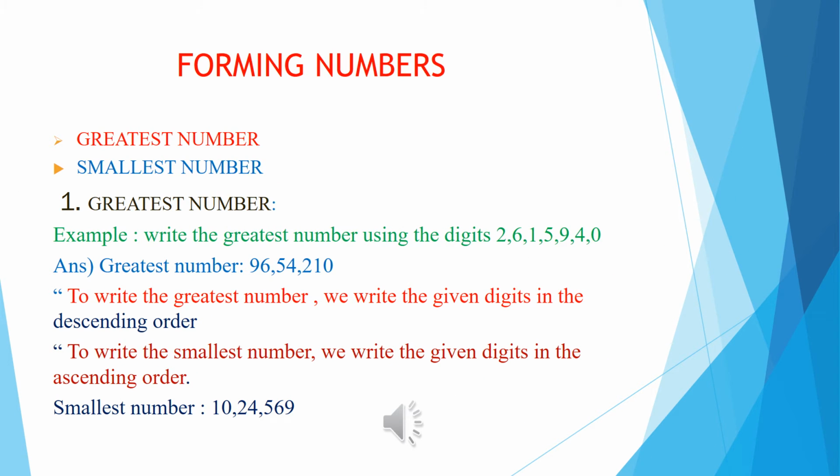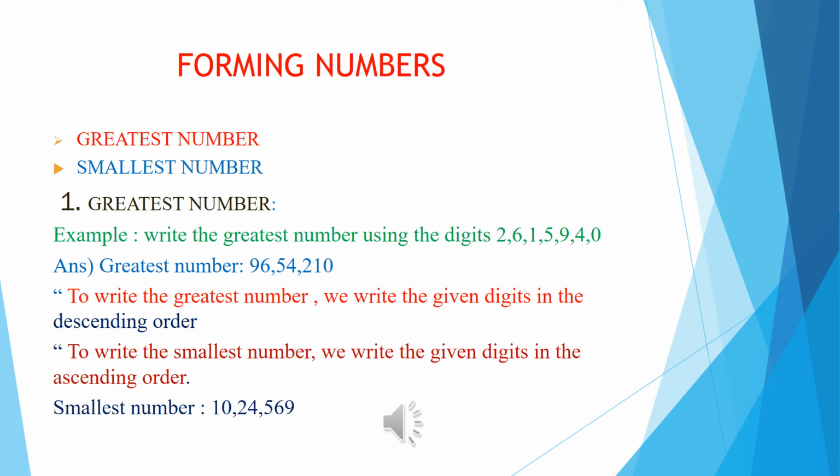Dear children, we all know how to form the greatest and smallest number using the given digits. Now let us see the following examples to revise what we have studied. To find the greatest number, we know that we have to arrange the given digits in descending order. So look at the first example. Write the greatest number using the digits 2615940.